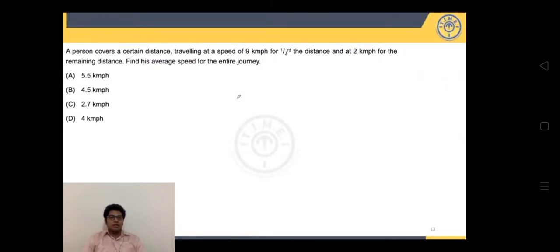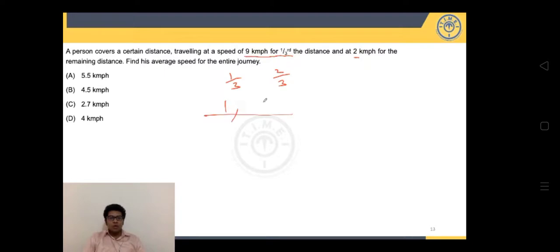Next question. A person covers a certain distance traveling at a speed of 9 kilometers per hour for 1/3 of the distance and 2 kilometers per hour for the remaining distance. So here it's 1/3 and the remaining. Total distance is some part. So 1/3, what will be the remaining? 2/3. So 1/3 of the distance and 2/3 of the distance. I can just say the ratio of the distance is nothing but 1:2.